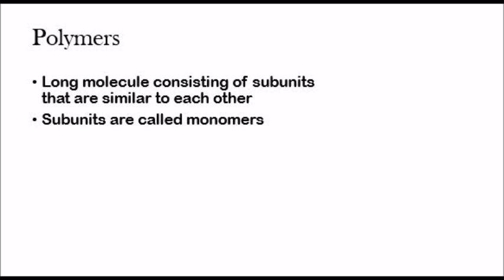Now, throughout the rest of this unit, we're going to be looking at the different types of polymers. There are four types of polymers: carbohydrates, lipids, proteins, and nucleic acids. All of them are very different from each other, but they're similar in that they're all long molecules consisting of small subunits.